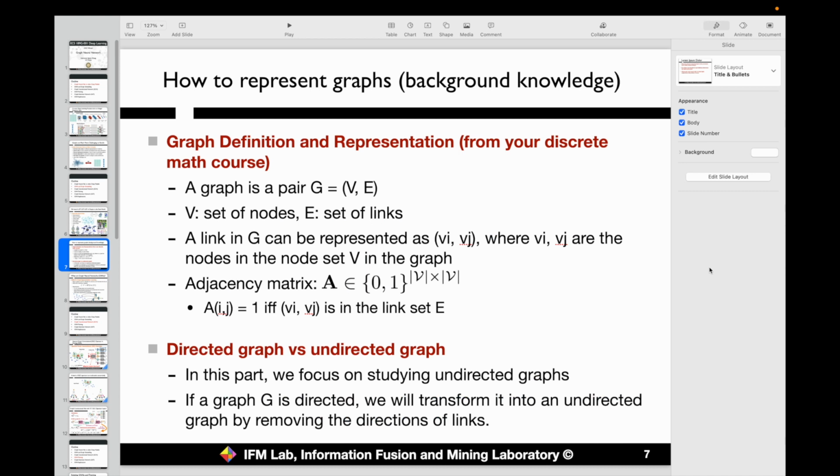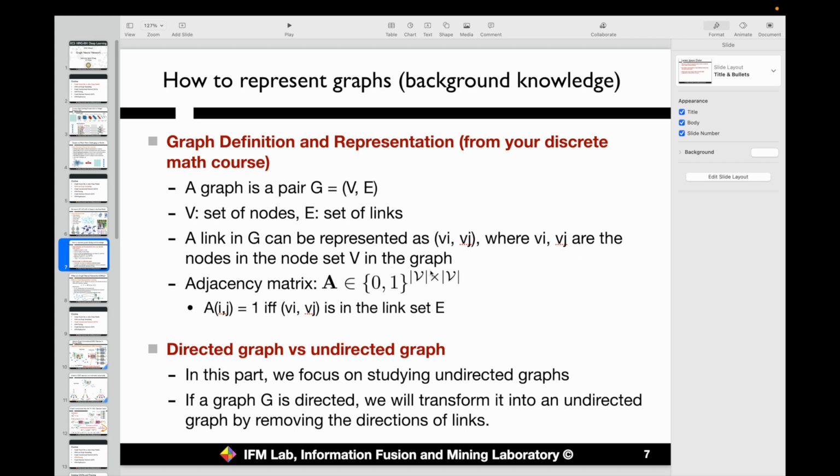Okay, so we also provide you with some background knowledge in this page. How to represent a graph. I assume you have learned this before already in your discrete mathematics courses, right? So formally, a graph can be represented as a pair. We can represent a graph as G, covering both the node set V as well as edges or the link set E as shown here. So a link in the graph can be represented as a pair Vi and Vj, where the Vi and Vj are the nodes inside the node set V in the graph.